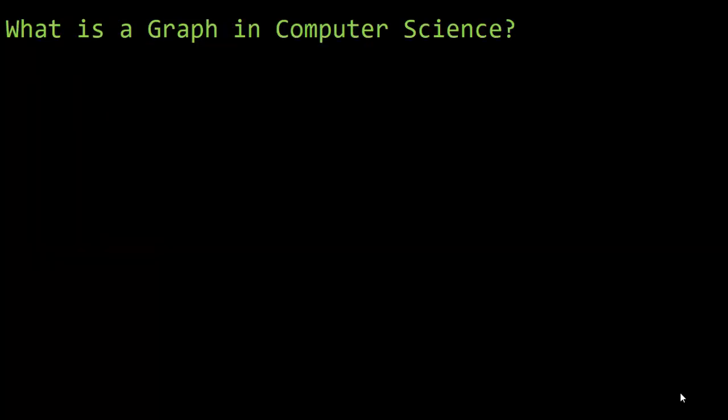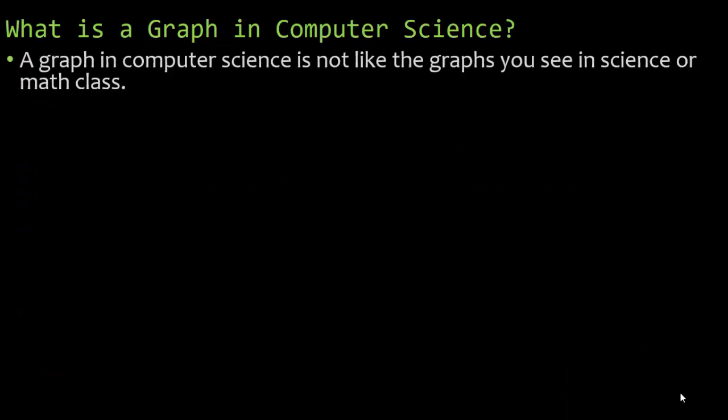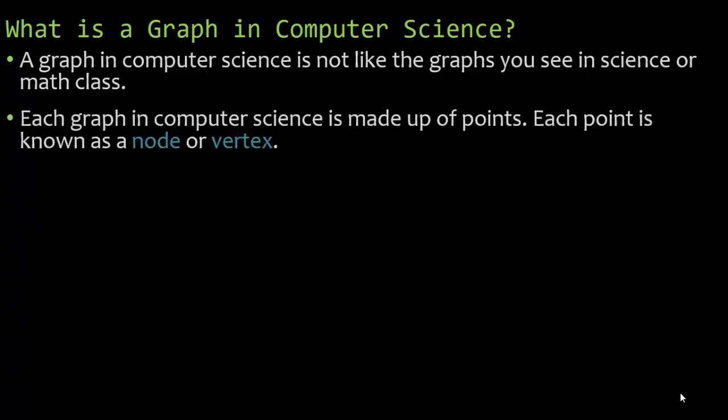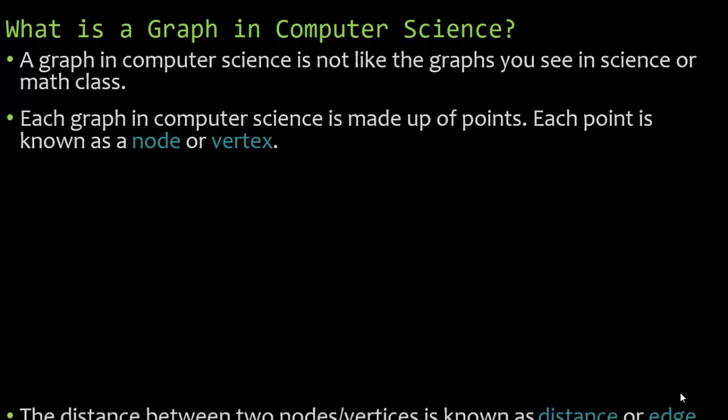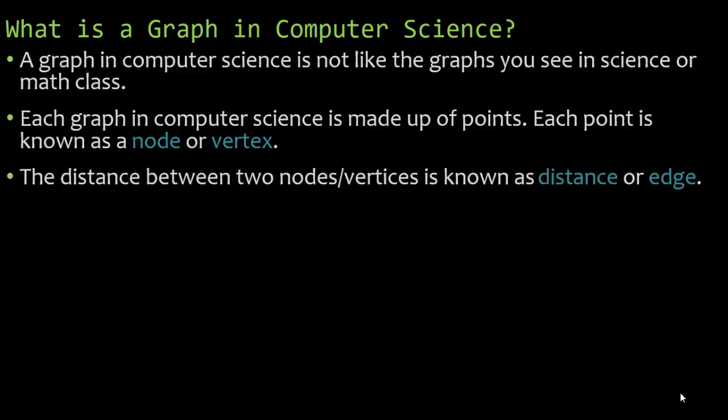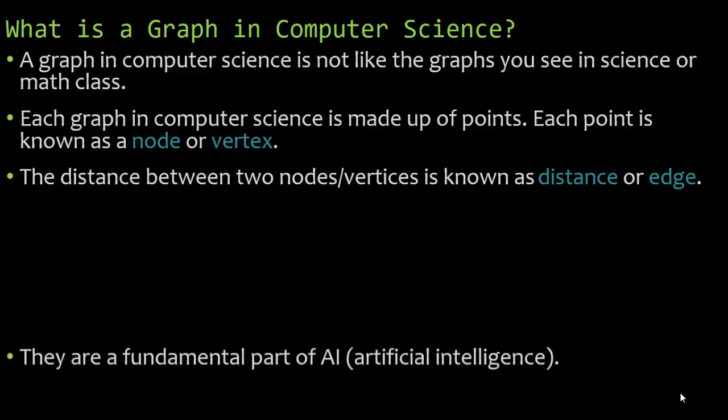So what is a graph in computer science? Well, a graph in computer science is not like the graphs you see in science or math class. Each graph in computer science is made up of a set of points. Each point we call a node or vertex. They use these terms all the time and interchange them, so you've got to know all three mean the same thing. Now, the distance between two nodes or vertices is known as distance or edge.